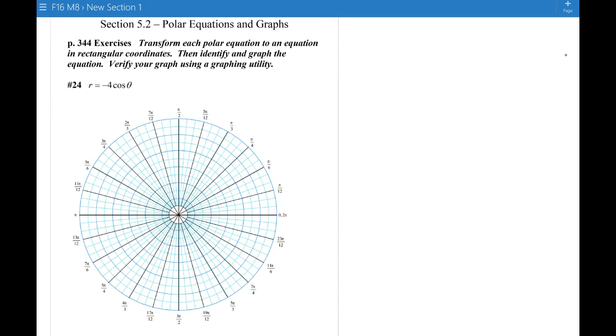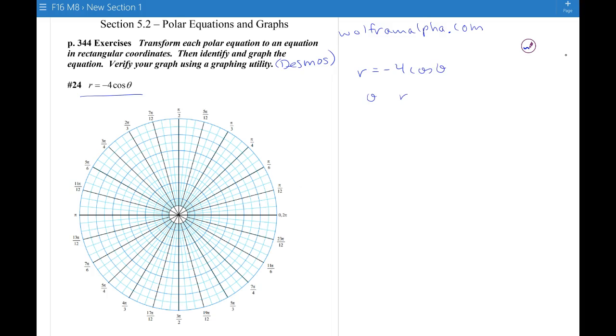Okay, so these exercises first want you to transform the polar equation to an equation of rectangular coordinates. Then identify and graph it, and verify it using a graphing utility. So if you don't have Desmos on your phone or computer yet, you'll want to get that, because that's the easiest way I know of graphing them. Although you can also use the website wolframalpha.com and ask it to graph polar equations for you. So we have r equals negative 4 cosine theta.